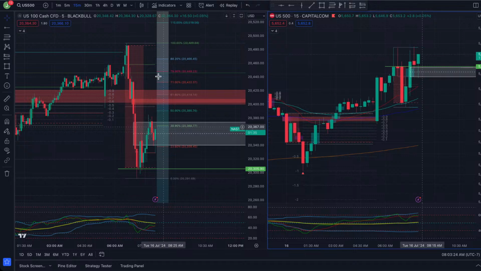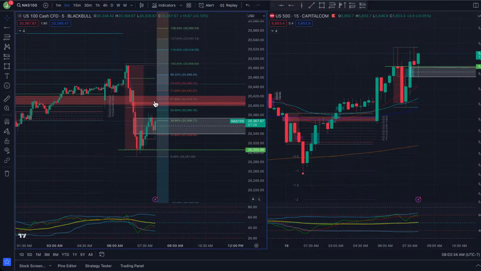Again, I'd like to see Nas get on the other side of this fair value gap and see if we're going to be truly bullish and head up, or if it's going to use this to push down, dragging US 500 with it. We're still in buy territory. Once we get above that, that's when we'll be slowly, at least in the zone, to look for sells.